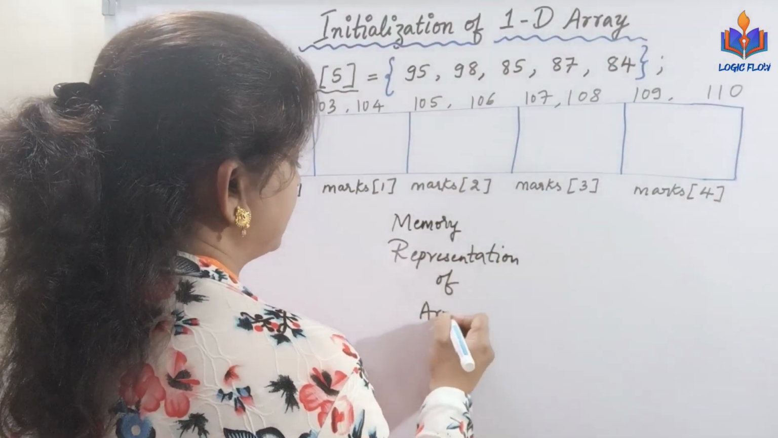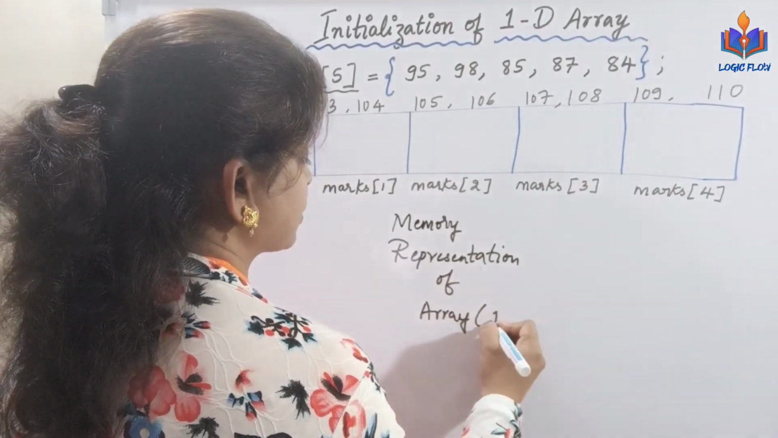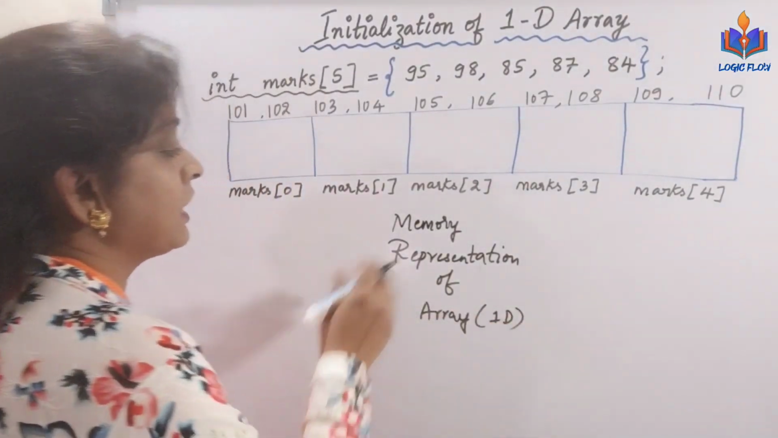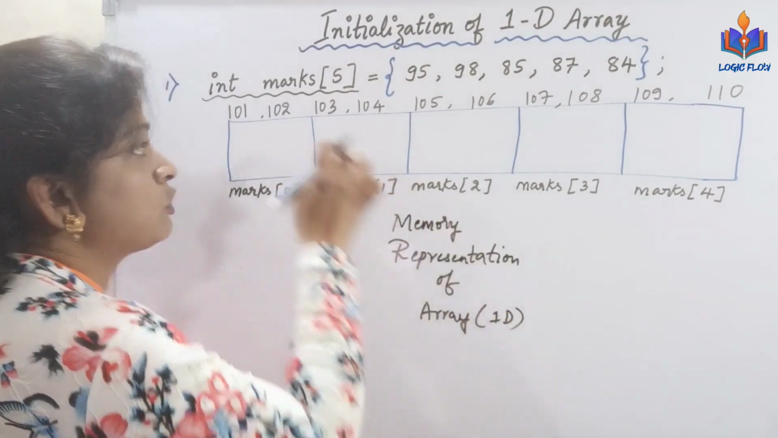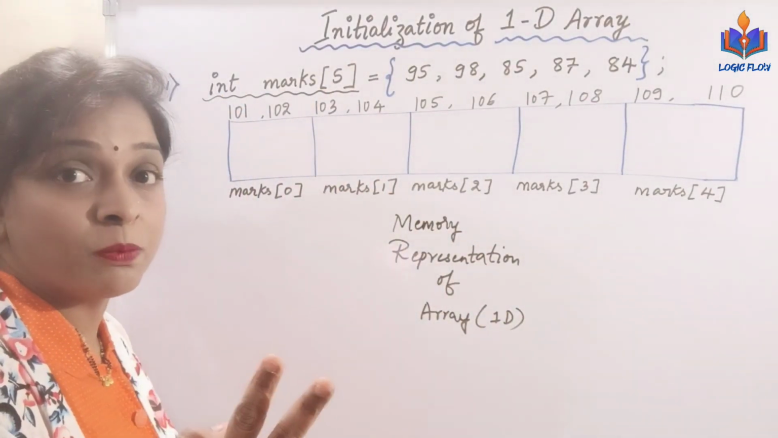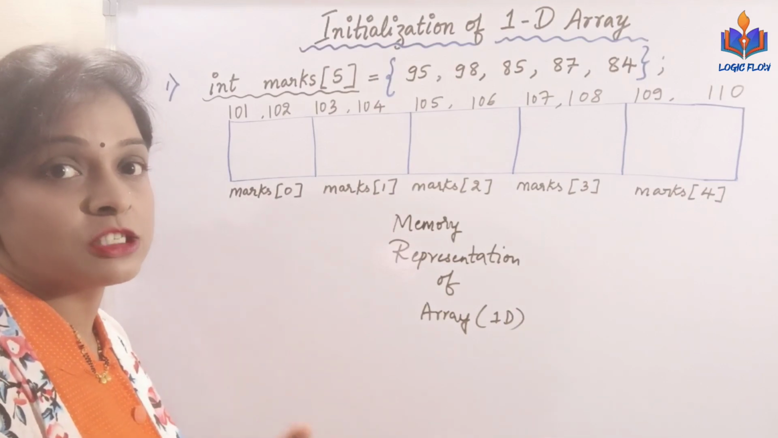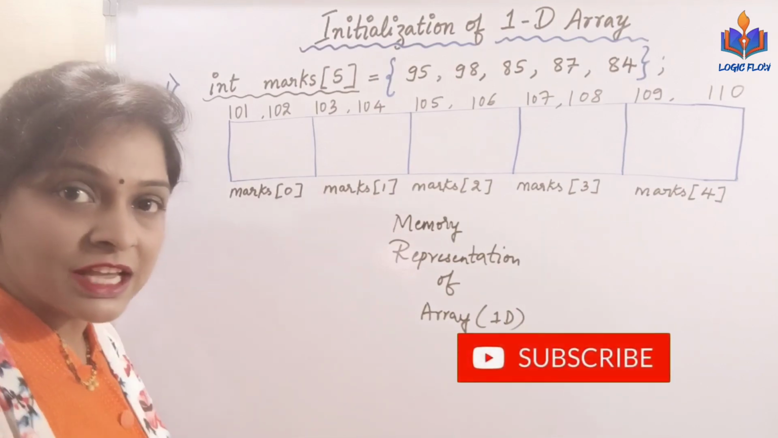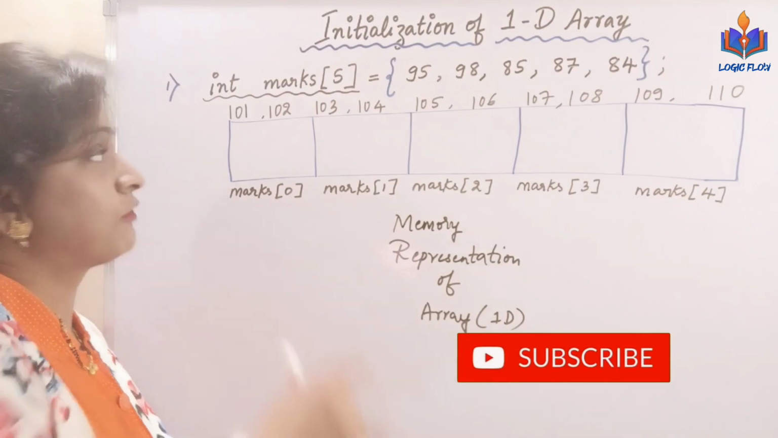So this is the memory representation of a one-dimensional array. The memory is allocated to store 5 values of integer type. To store one integer value, I require 2 bytes. Totally 5 elements means it is 10 bytes. Let us assume the memory has been allocated from 101.